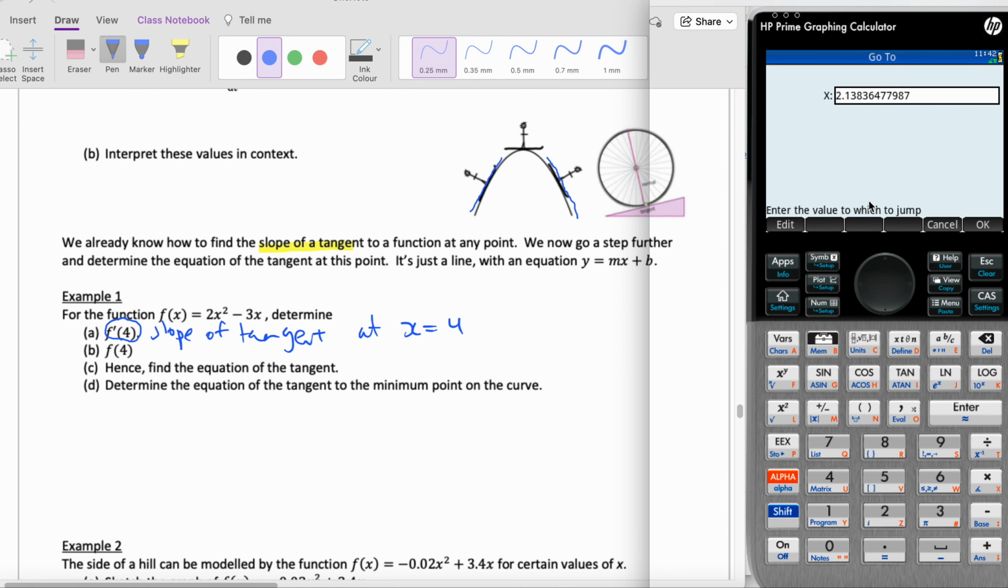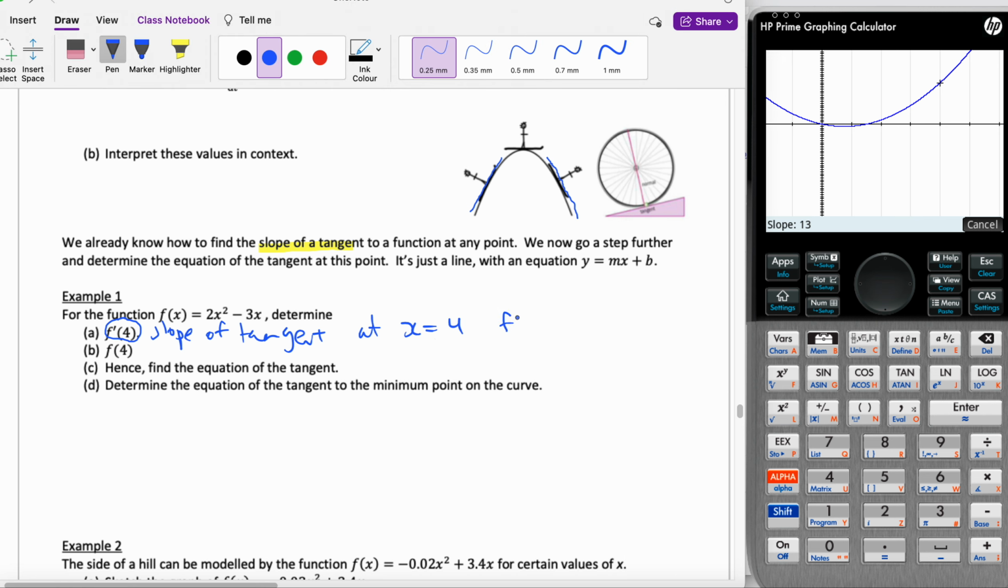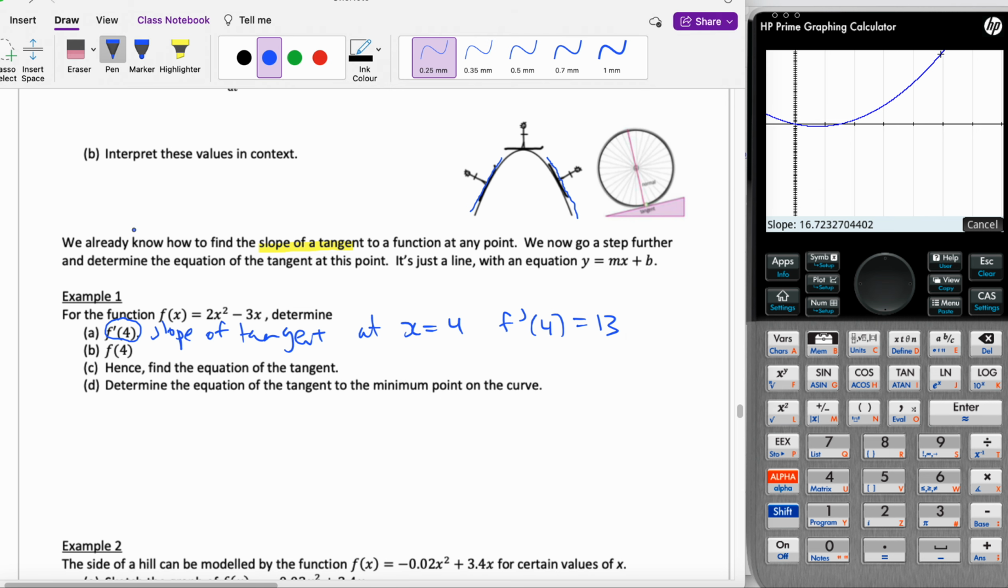Remember, we're just going to put in 4, then go to function, and then you're going to go to slope. Remember, when you hear derivative, you hear slope. So what we see is that at 4, the slope of the tangent is 13. This makes sense because you can see it's a positive slope, and a fairly steep one.